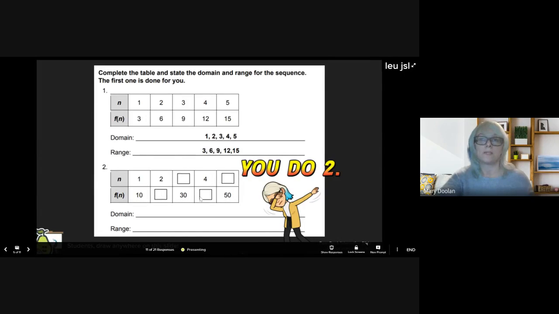There are 4 missing numbers. You have to fill in those first, and then you list out the domain values and the range values. Everything that's in the top row is your domain. Everything in the f of n bottom row is your range.